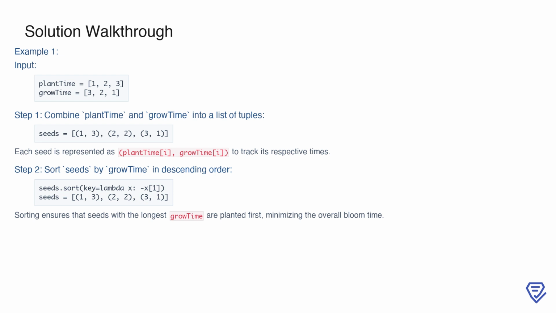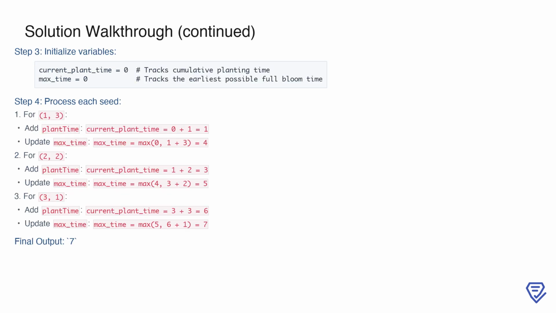Next, we sort this list in descending order based on the growing times. The sorting ensures that seeds with the longest growing times are planted first, as this minimizes the overall time for all flowers to bloom. After sorting, the list remains (1, 3), (2, 2), (3, 1), since it's already in descending order of growing times. Now, we initialize two variables, current_plant_time to keep track of the cumulative time spent planting seeds, and max_time to store the earliest possible day of full bloom. Both start at 0. We then process each seed in the sorted list.